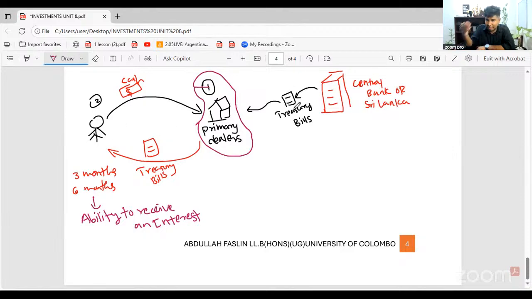Now the story once again: the central bank is issuing treasury bills because they have some financial needs, monetary needs. They are issuing the treasury bills to the primary dealers. Then, if you are an investor, you can go to the primary dealer, give the money and get the treasury bill. This is a very good kind of certificate. You will be able to receive an interest. Very simple. Did you all understand this?